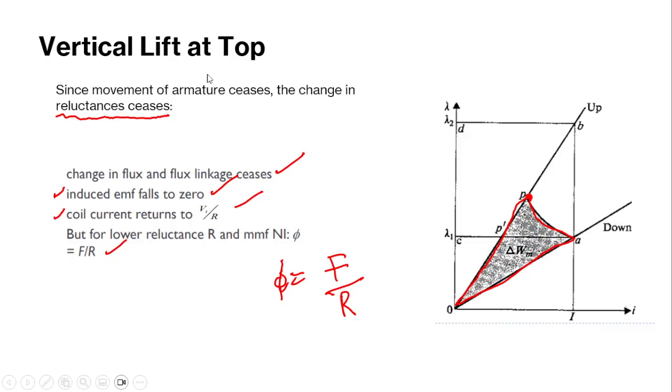So this is what has happened at the top. The question asks what happens to the induced EMF or anything related when the armature is at its top position. The first thing you say is the change in reluctance will go to zero. The change in the flux and the flux linkage will cease, so you have no more relative motion. The induced EMF falls to zero. The coil returns to Vt over R, but for a lower value of reluctance, because you have no more air gap anymore. It's just core material.